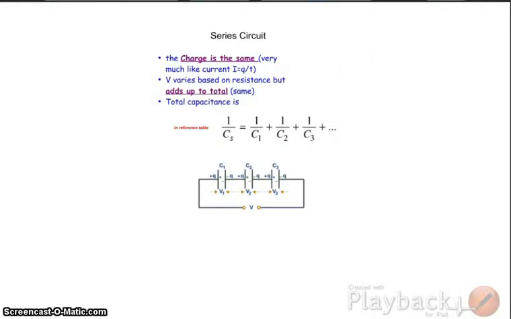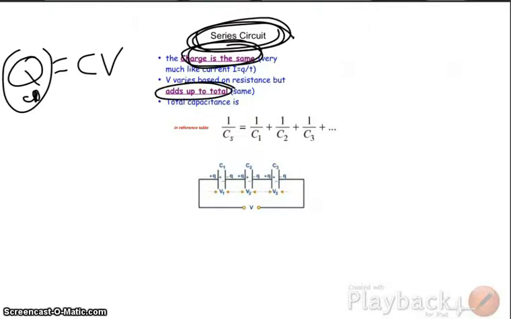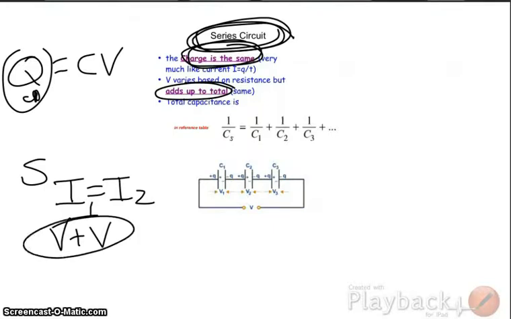Okay, so let's keep this in mind. Q equals CV. The charge, Q, is very much like current, I. Okay? Current is charge divided by time, number of charge. So you can think of those as being similar. V varies on a resistor, but it adds up to the total. Series circuit, right? Charge the same. Potential difference adds up to the total. That's a heck of a lot like a regular series circuit. In a series circuit, current is the same, and V adds up. Well, V still adds up, but now charge is the same.